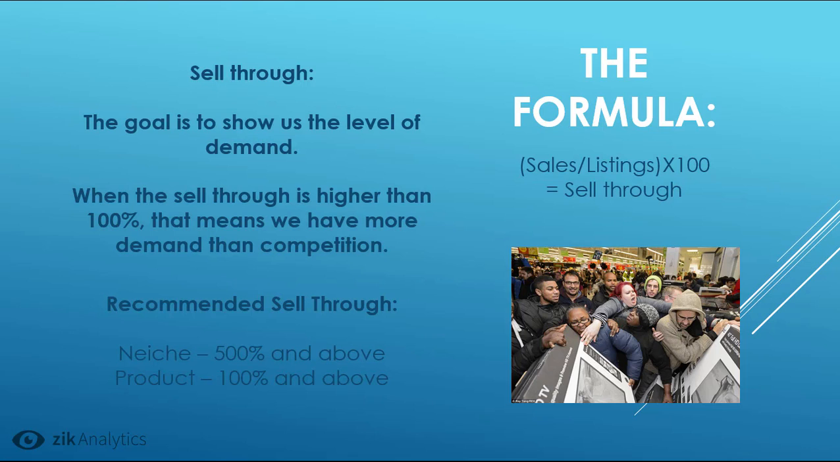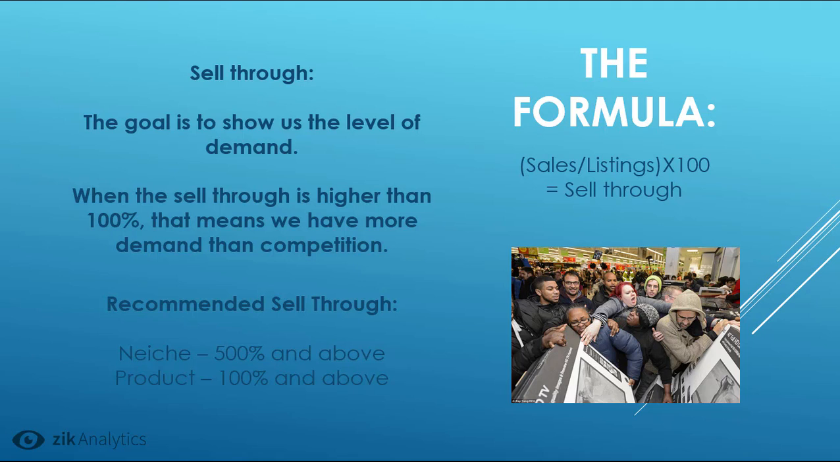First of all, the first thing we need to learn is the sell-through. The goal of the sell-through is to show us the level of demand. The formula of the sell-through is: divide the sales by the listings and multiply it by 100. Let's take for example, we have 100 listings and 200 sales. So the sell-through is 200%. That's an example.